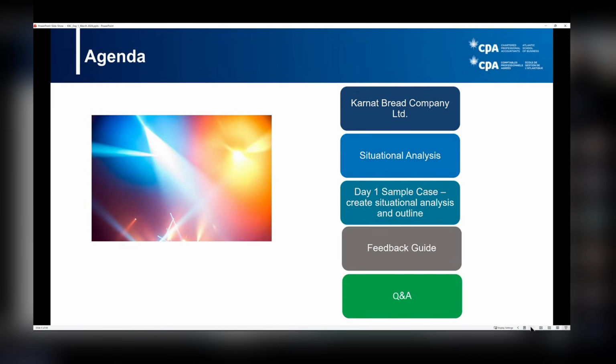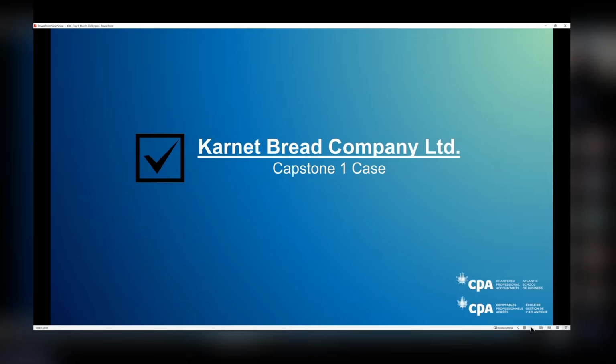For those of you who are enrolled in Capstone 2, this is going to be the case that you're going to be looking at this upcoming weekend. It's going to be the Capstone day one module workshop case. I'm also going to spend some time reviewing the feedback guide that the CPA Capstone 2 education team uses, because it gives us some valuable insights into what are the expectations needed to pass day one. And then, of course, last but certainly not least, I'm going to open the floor for any questions that you may have. So let's start with the Karnat Bread Company Limited, the Capstone 1 case.